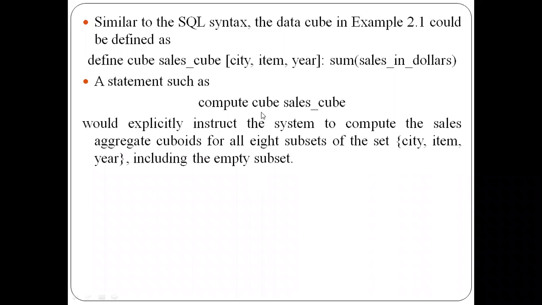So if you run this, this statement is going to tell the computer to aggregate the sum of sales with respect to 8 subsets of these 3 dimensions here. Suppose you have a total of 4 dimensions, then there will be a total of 16 subsets of the compute cube operator that will be executed. Okay.